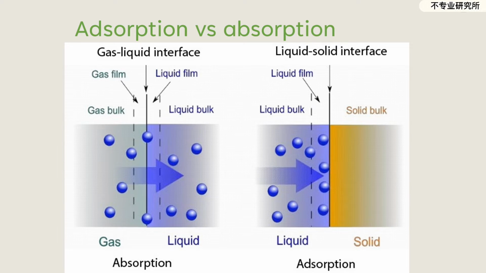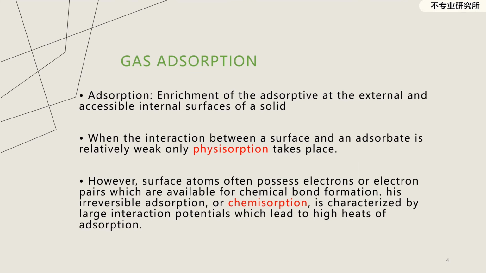The absorption process is similar to the adsorption, but the difference is that during the adsorption, the particles in the gas or liquid phase will only stay on the surface of the second phase and will not enter into the second phase, as shown in the diagram on the right. The particles in the gas phase we call adsorptive. The solid bar is the adsorbent, and the particles adsorbed on the surface of the solid are the adsorbate. The gas adsorption will be explained in my video.